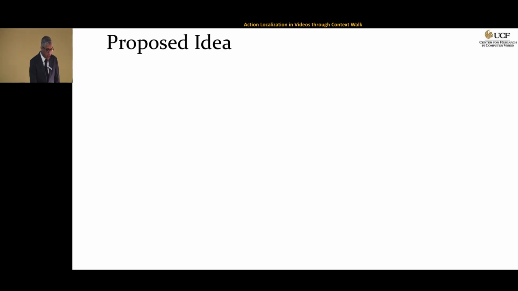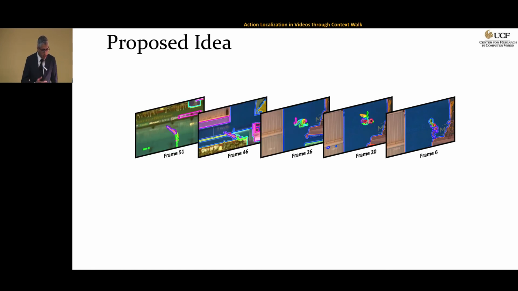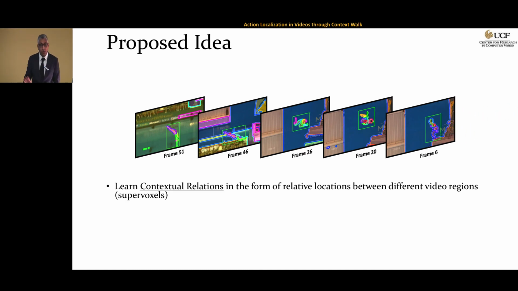Hence, in this work, we propose an idea where we want to come up with an efficient way to localize actions. So the key idea goes something like this. Let's say we have an action video, and here I'm showing a few frames from that video where the action is diving. We divide this video into some video regions based on their low-level pixel values and come up with these Supervoxel regions. So once you have these regions as well as the ground truth for that particular video, we learn contextual relations between the background as well as the foreground action.